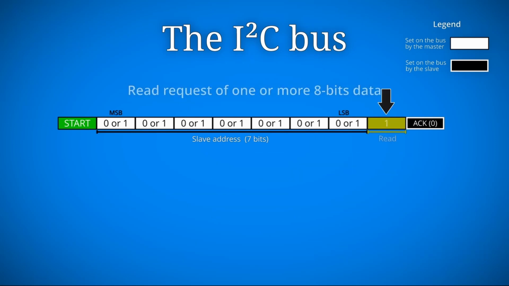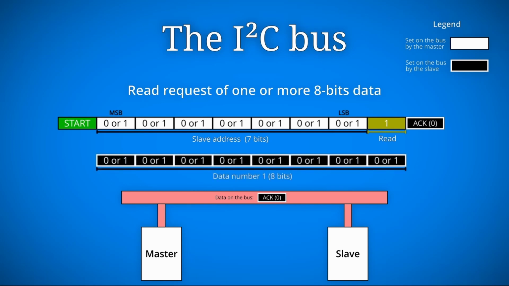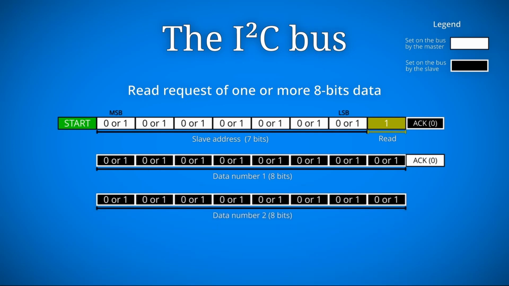If the request is a read request, after the master has sent the slave address, the request type, and the slave has acknowledged, the slave sends the 8 bits data to the master. If the master wants to receive another 8 bits data, it acknowledges by setting the data bit 0 on the bus. The slave then sends another 8 bits of data. The master can this way receive multiple 8 bits data in a row.